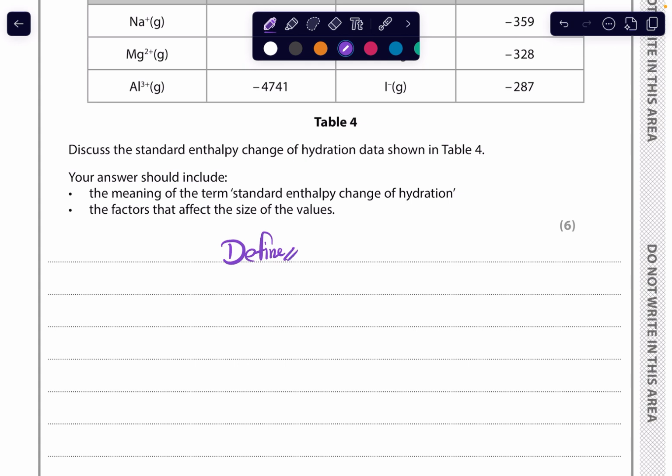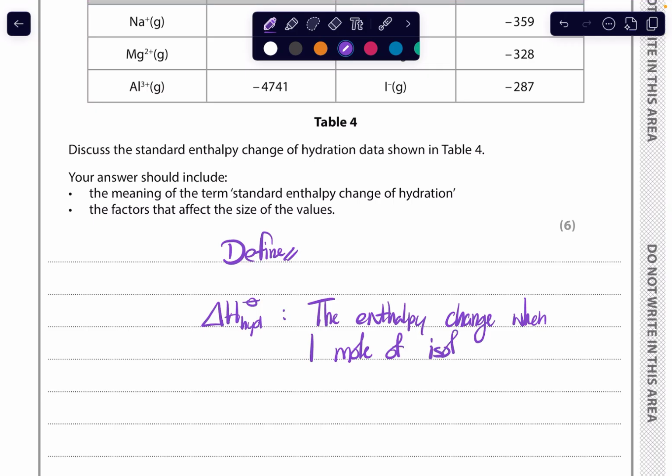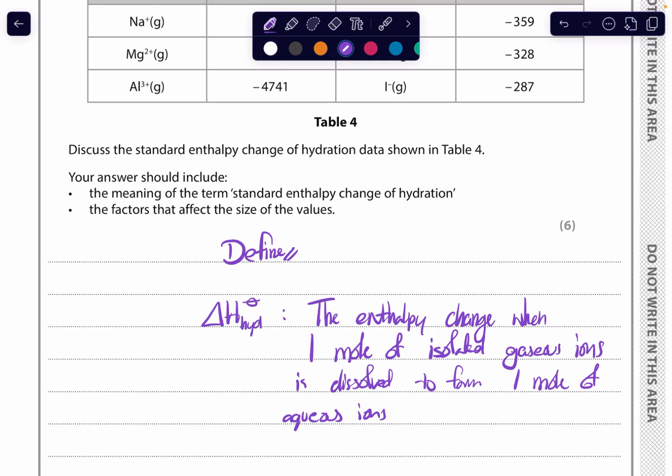So define enthalpy of hydration, ΔHhyd. The enthalpy change when 1 mole of isolated gaseous ions is dissolved to form 1 mole of aqueous ions under standard conditions, not states.